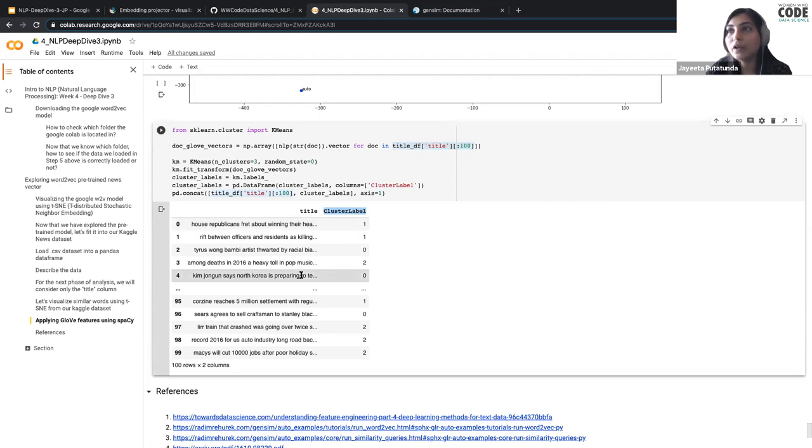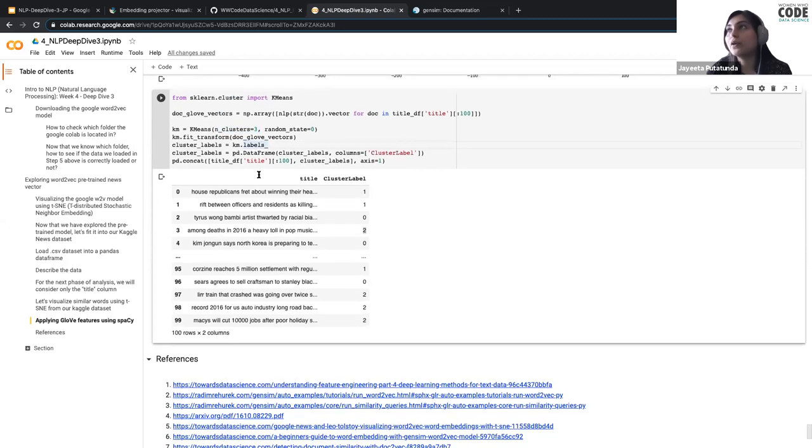But in an overall view, you can see that this one talks about House Republicans, so it's number one. But number two has deaths, heavy toll in pop music. So it's a different contextual news and not necessarily political news like House Republicans, and that's why it was tagged into two. There are multiple ways to decide on these clusters. We discussed a little bit of it last week, so please review the recordings as well.